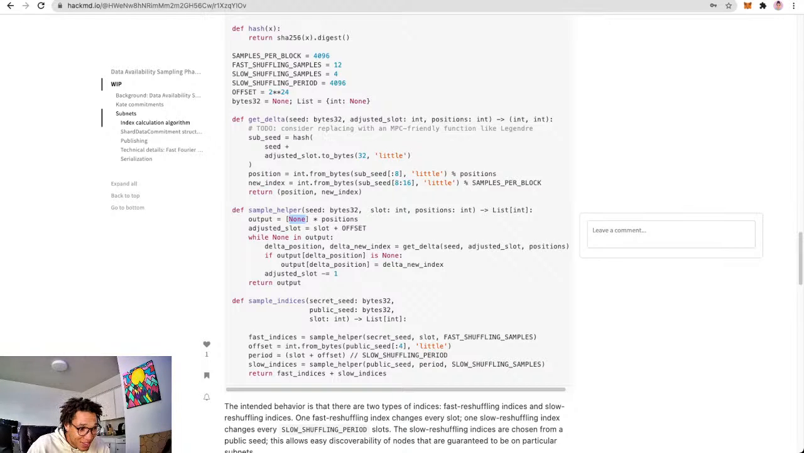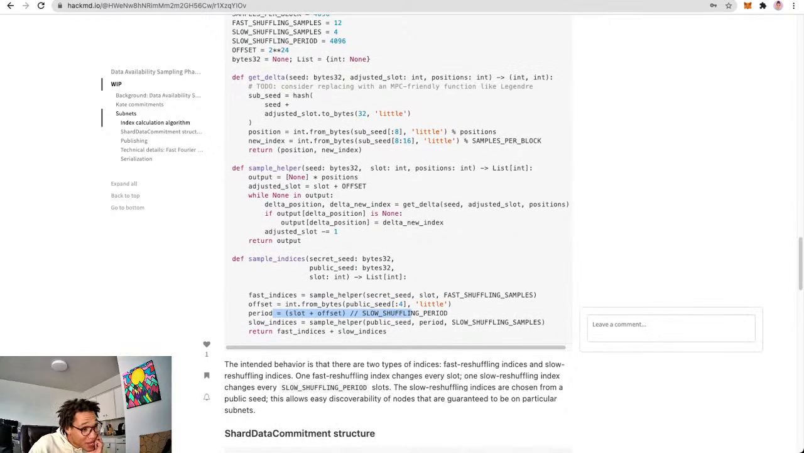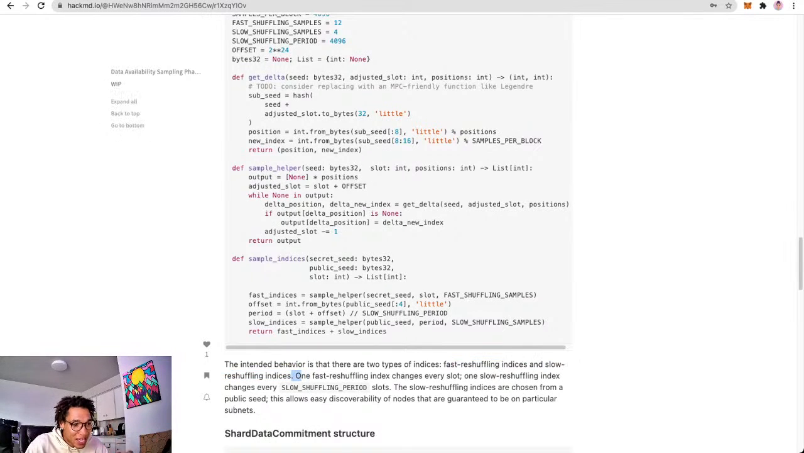Fast indices, offset, slow shuffling period. Man, I don't know what any of this stuff is talking about. The intended behavior is that there are two types of indices. Okay, why are there two types of indices? Fast shuffling indices and slow shuffling. I get that there's two, but why? One fast shuffling index changes every slot. Okay, I get that, I suppose.